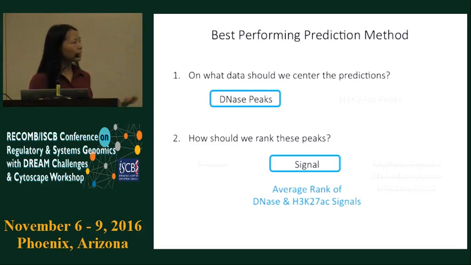And how do we rank these peaks? We compared a number of approaches: p-value, incorporating other histone mark signals, and so on. And at the end, we felt that the simplest way is to average the ranks of DNase signal and the H3K27Ac signal. So it's just a very simple, the most naive ensemble approach of two features.